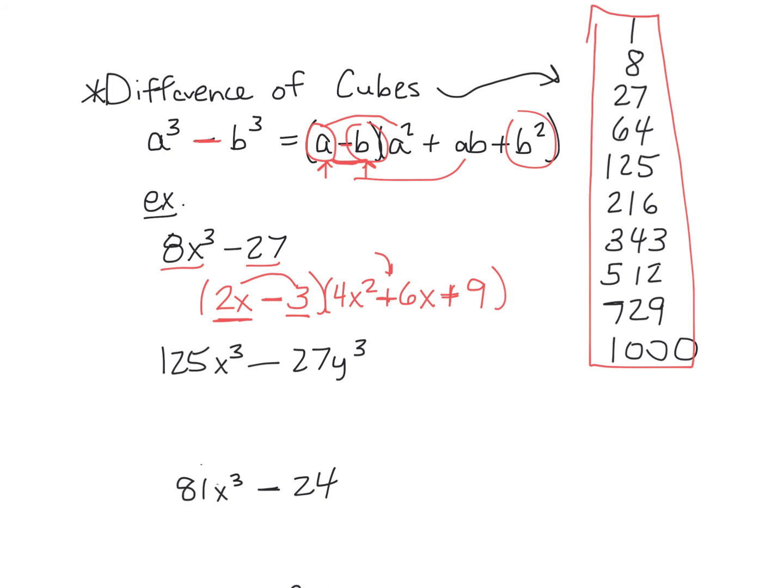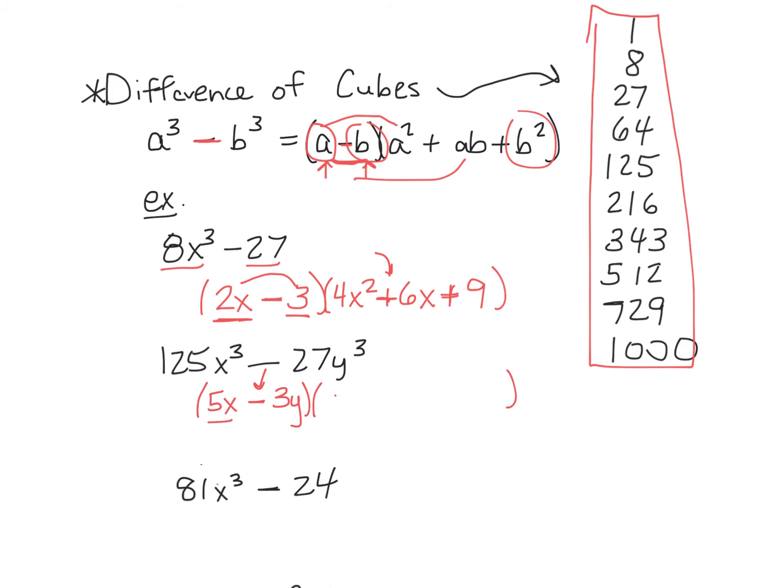Another example here. I recognize that to be difference of cubes. This would be 5x, because 5 cubed is 125. 27 is 3 cubed, so it would be 3y. It's going to be minus. Just bring that down. And then I follow the process.